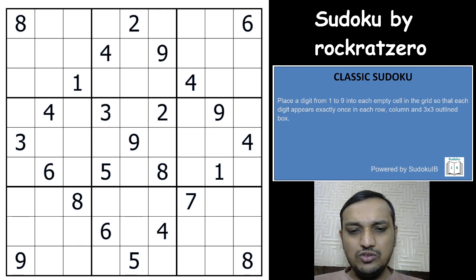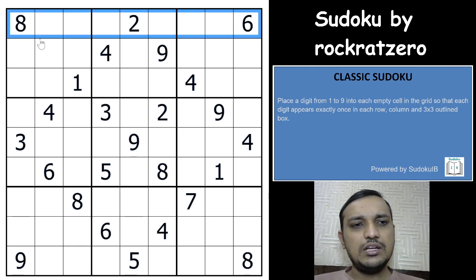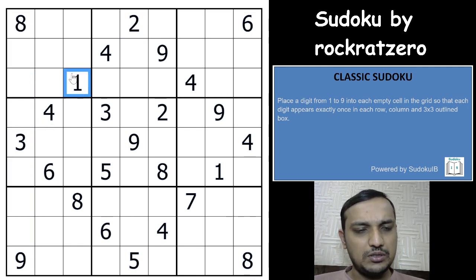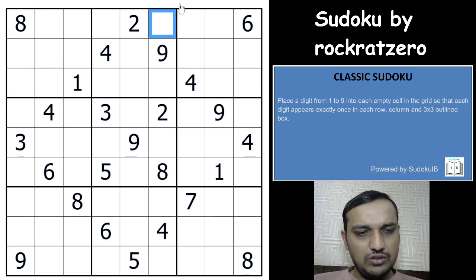Now coming back to this Sudoku, classic Sudoku rules apply. You need to place digits from 1 to 9 in each row, each column, and 3x3 box without repetition. And with that, let us start solving this Sudoku.